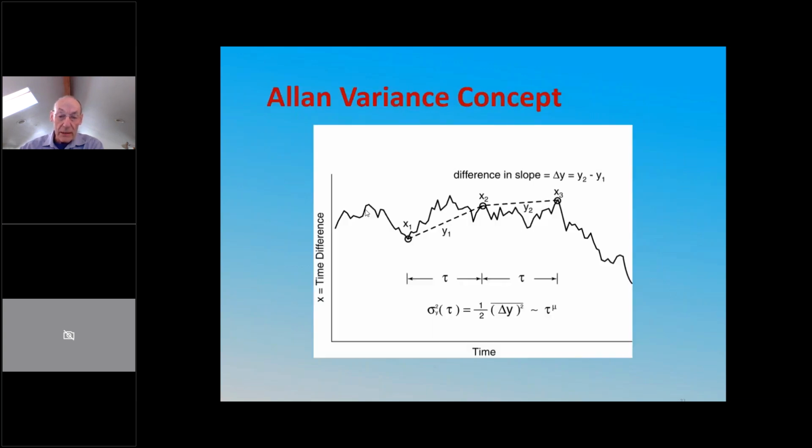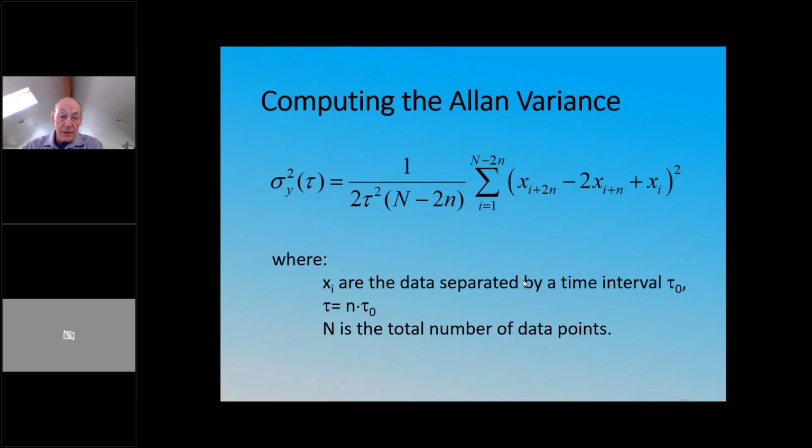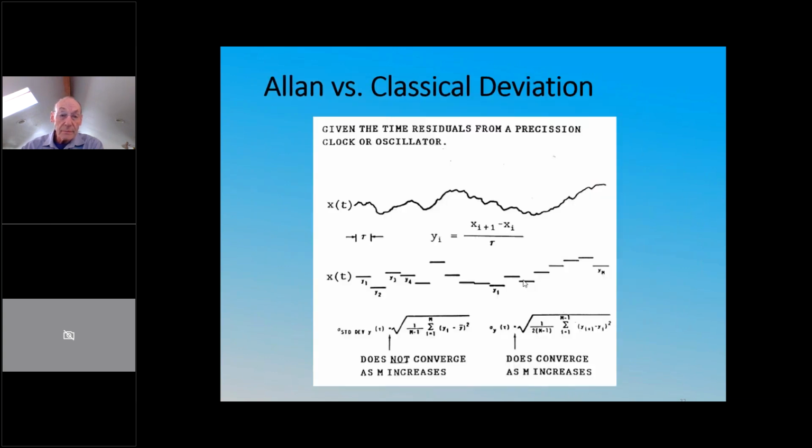So if we go back and look at what the definition was, it's 1/2 of the mean of the change in frequency squared. So that's where this equation comes from. So why are we doing that?